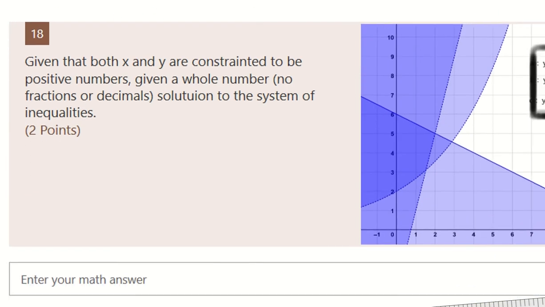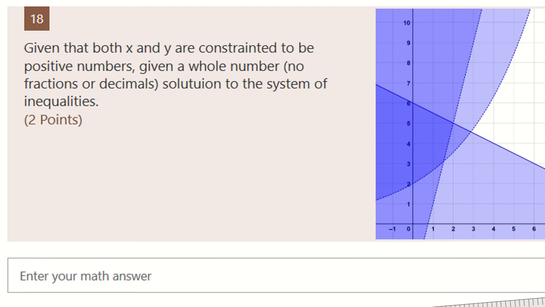Final question number 18. It says, given that both x and y are constrained to be positive numbers, okay, positive numbers. Is 0 positive? I don't think 0 is positive or negative, right? 0 is 0. The positive numbers are, I don't know, I'd have to ask Google or something. So, give positive numbers. Given a whole number. It's not given. It should be give. Thank you, Trinity, for pointing out my mistake during class. Give a whole number, no fractions or decimals, solution to the system of inequalities.